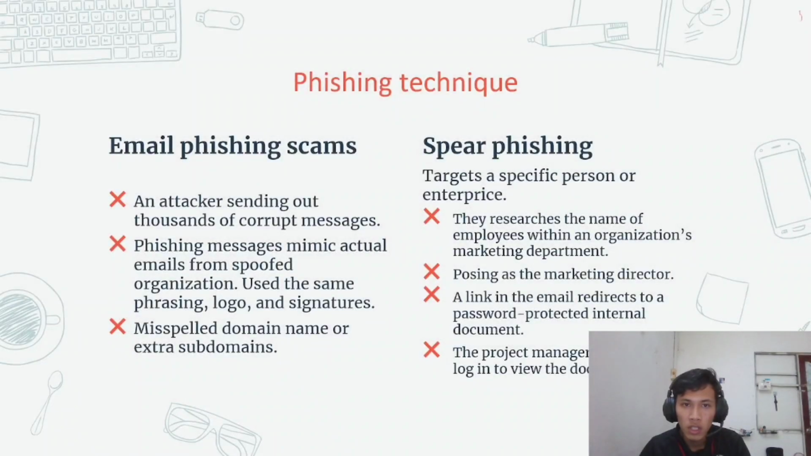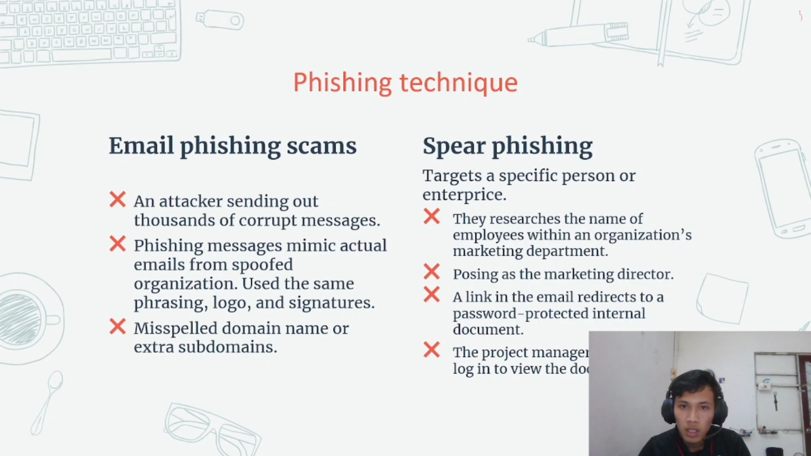Next is phishing technique. First is email phishing scams. The attacker sends out thousands of corrupt messages. Phishing messages mimic actual emails from spoofed organizations. They use the same phrasing, logo, and signatures. Next is misspelled domain name or extra subdomains.